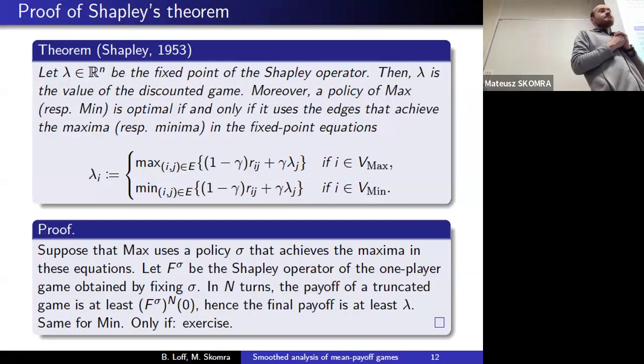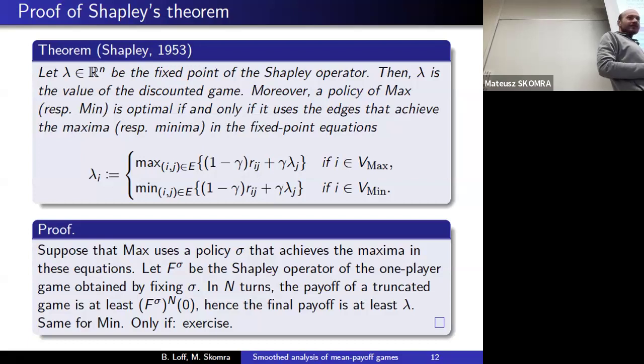The payoff is at least this because it doesn't depend on what min does. I mean, the value is this, so the payoff that you are getting is at least this, because maybe min doesn't play optimally. Whatever min does, I am guaranteed at least this. So as n goes to infinity, I am guaranteed at least the fixed point of this.